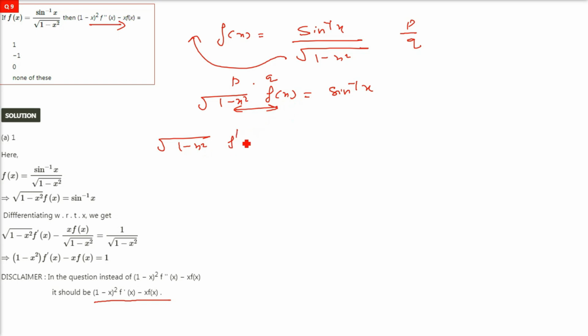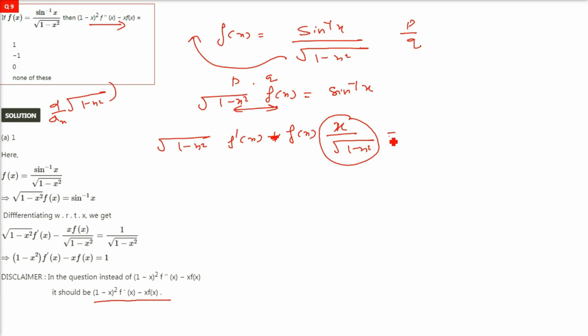So under root 1 minus x square, differentiation of fx is f dash x, then you have fx, and differentiation of under root 1 minus x square you already know is going to be negative x by under root 1 minus x square, that we have already done in the previous discussions. So d by dx of under root 1 minus x square is negative x by under root 1 minus x square. Alright, and this is equal to 1 by under root 1 minus x square. Why we have done this? Because sin inverse x differentiation is 1 by under root 1 minus x square.